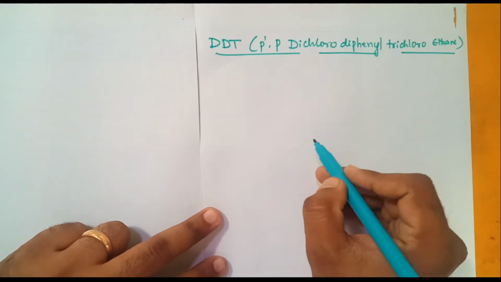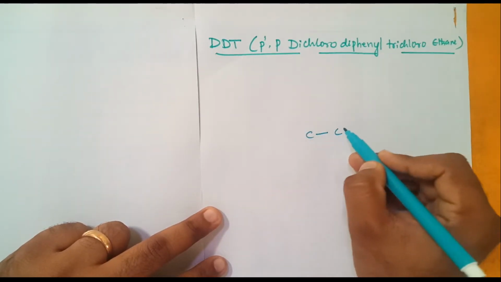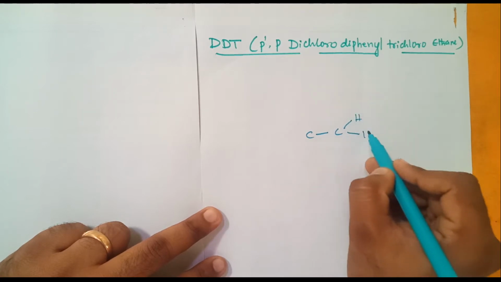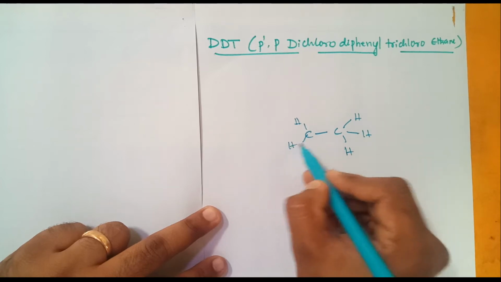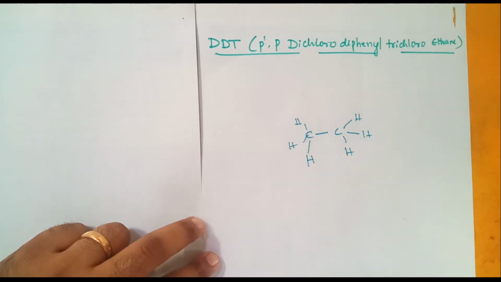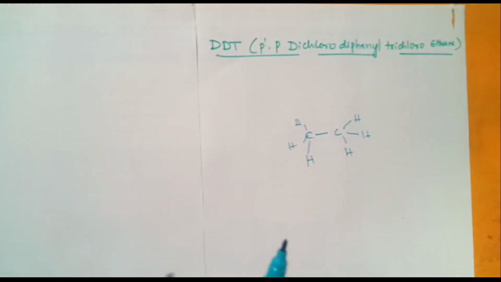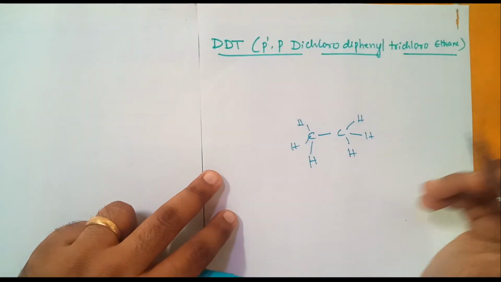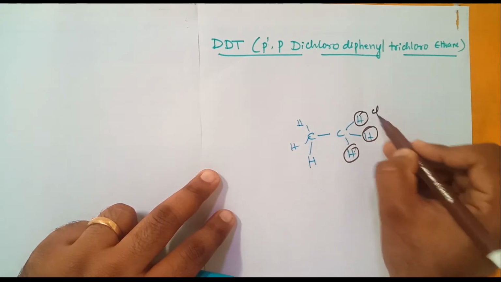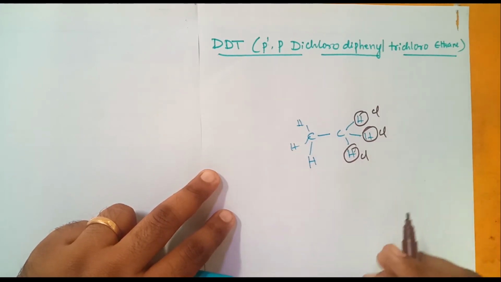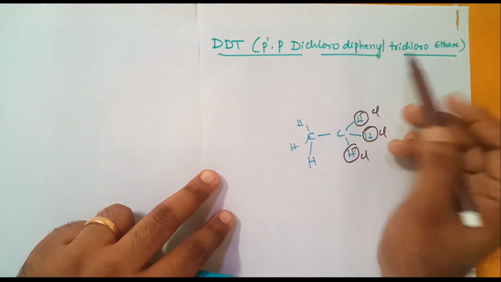Before going to that, we should know the structure of ethane. Look here friends, this is the structure of ethane. All are single bonds containing 6 hydrogen atoms with 2 carbon atoms. For trichloro, we have to replace 3 hydrogen atoms of the ethane by 3 chlorine atoms. Is it right friends? Next move on to the diphenyl.